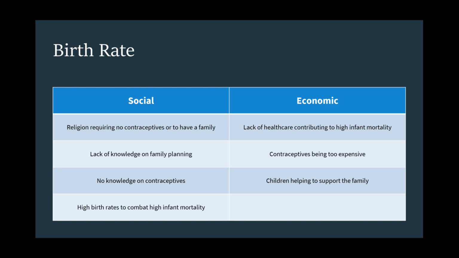So a lack of religious or cultural presence interfering with contraceptives, knowledge on family planning and contraceptives, and then the more children you have surviving, the fewer children people will begin to have, just because they know that their children will most likely survive. And then with the economic side, better healthcare to help combat high infant mortality rates, contraceptives being widely available. There's certain countries where it's free, Scotland, for example, provides free contraceptives to its citizens, and then children helping to support the family becomes less and less relevant if your parents are already making enough money to fully fund your family in certain places.